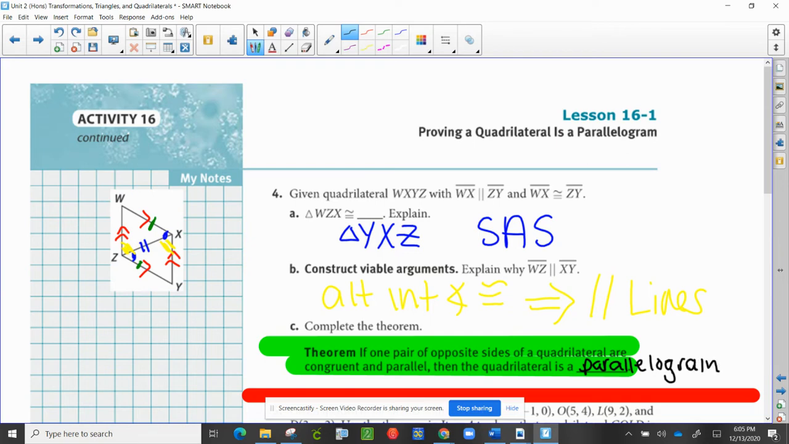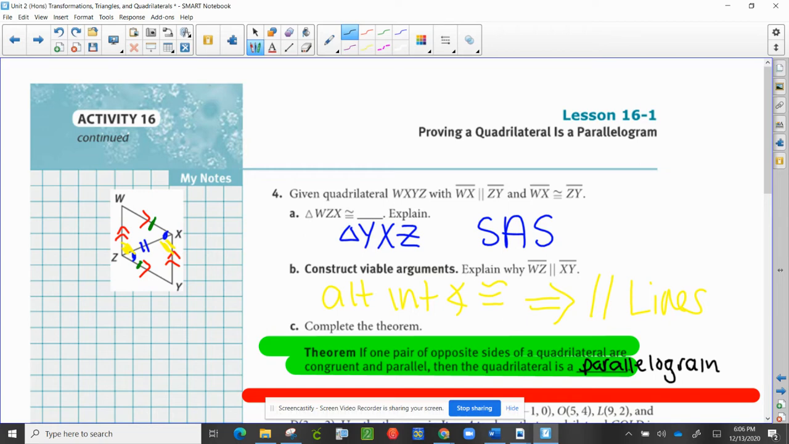Okay. So again, if you have one pair of opposite sides that are congruent and you know they're parallel, all those other things kind of get put into place automatically. So if we have one congruent side that is also parallel, we can just imply that it is a parallelogram. Okay. All right, let's now skip to the next page.